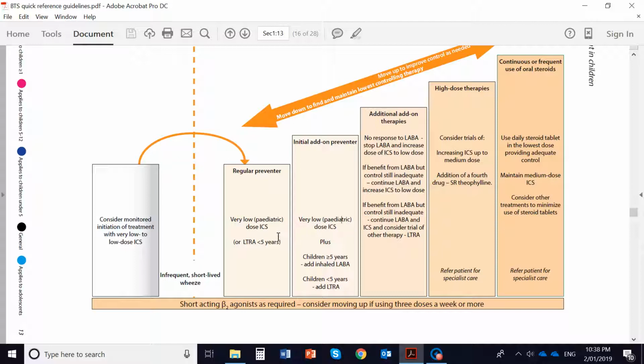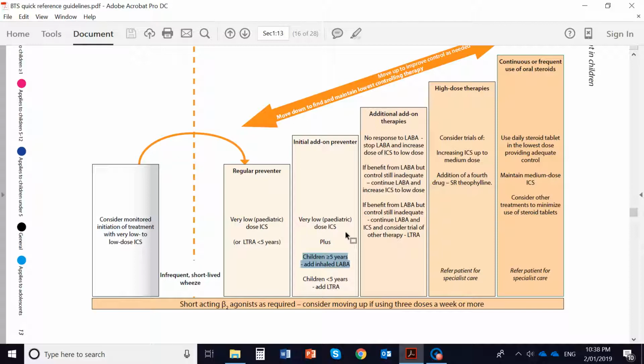On the other hand, if you are dealing with a kid who is more than 5 years old, you might already be using a very low dose pediatric inhaled corticosteroid. But now in this case, the addition will be that you are adding a LABA to this child. Now again, remember the adult one: no response to LABA whatsoever, you stop the LABA and you increase the dose of ICS from very low dose to low dose.